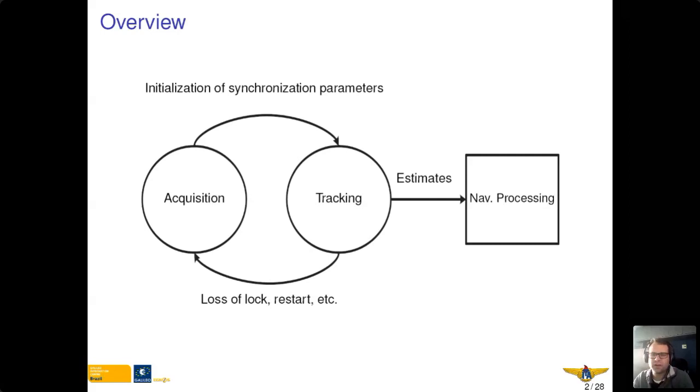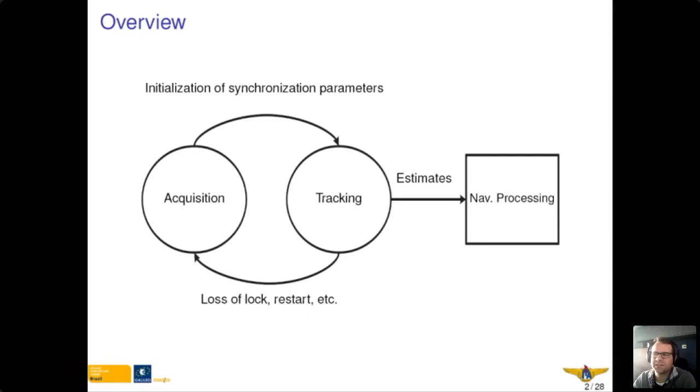In the acquisition, you can also follow many strategies, because you have to search, and this takes time. You don't have to search through all the satellites. Maybe you have some side information from the internet or other systems that tells you, hey, you are roughly in this area, so you should only look through these 15 satellites instead of all 30. So this helps to have a faster acquisition.